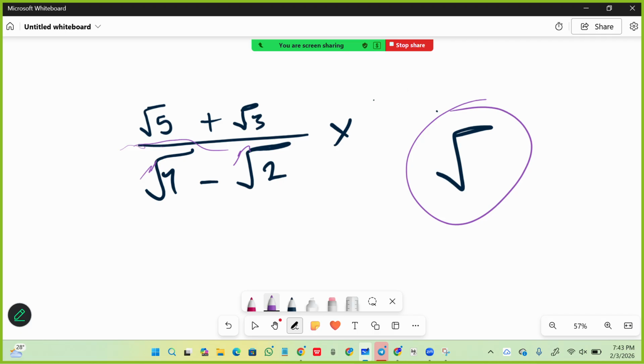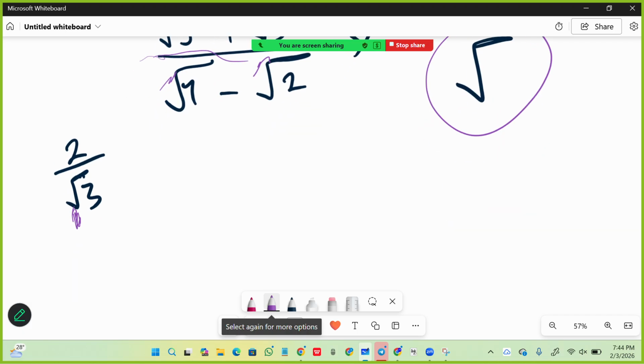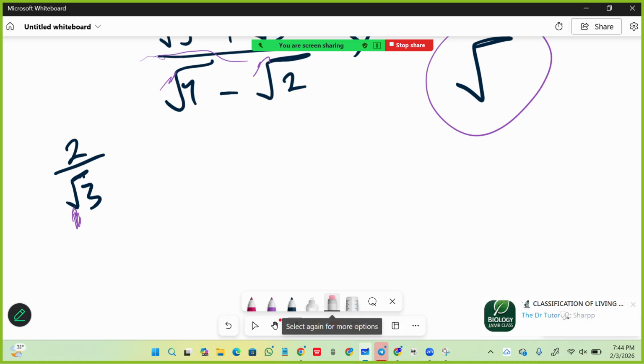If they give you a question like this, let me give you another example. They give you something like 2√3. You must still rationalize because under the denominator there is a surd. The surd rule says it should not be there. On a normal circumstance, we will rationalize. Let me do this basic one first, and then I'll go back to this complex one.